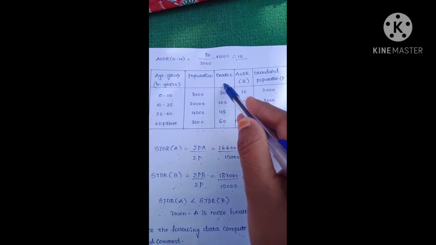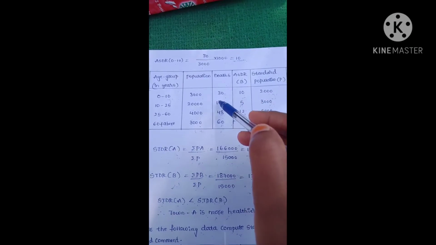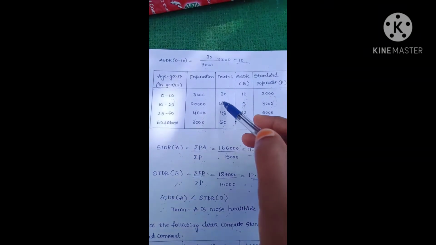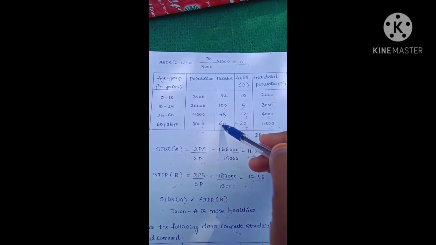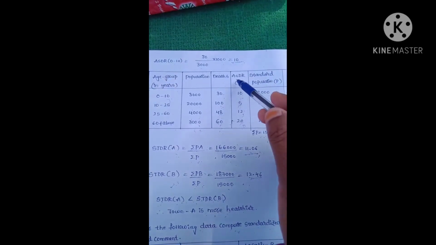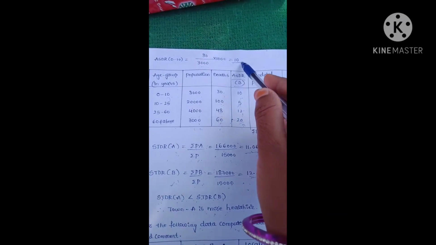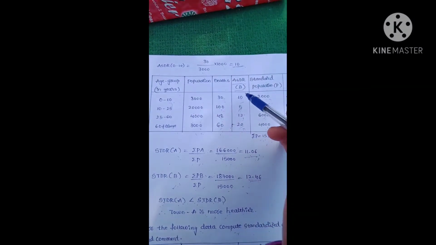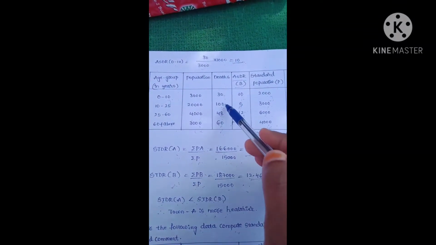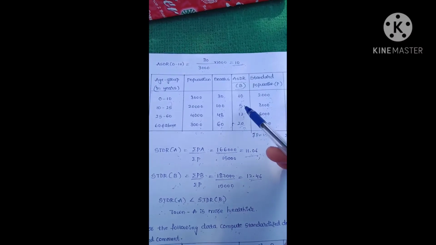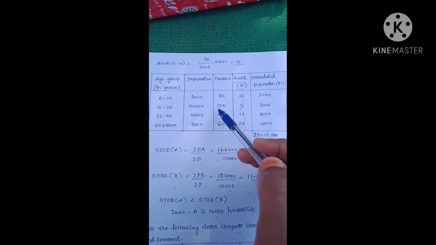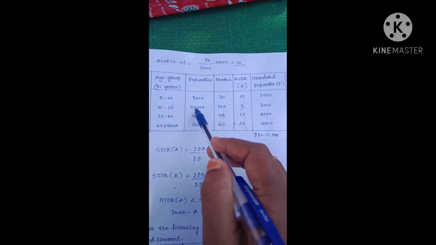Next, write the death column. Which death values here? Town B death values. What are the town B death values? 30, 100, 48, 60. Next, here we need to calculate ASTR B. Already we have solved one. What is that value? 10. That value right here, using the formula. The remaining 3 are directly calculated. How? 5, 12, 20, where death divided by population into 1000.